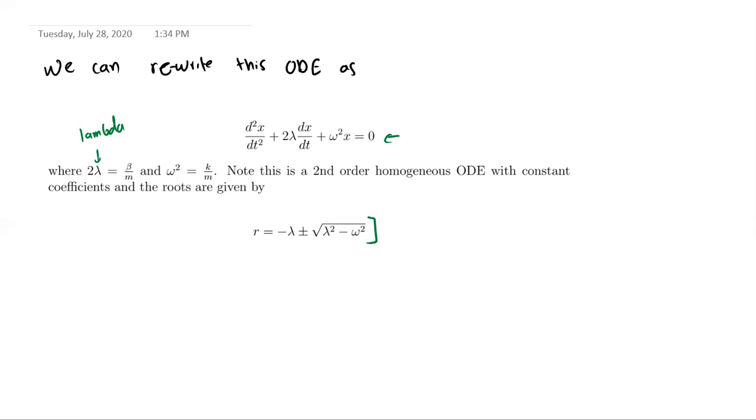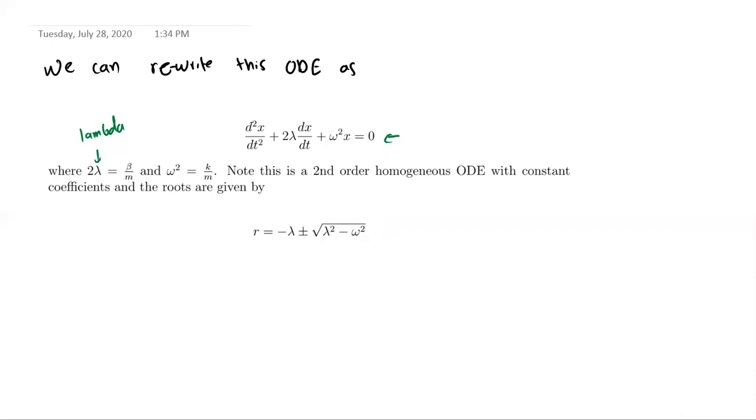And again, you don't have to do any of this, right? Because all of the coefficients are constants. You can just find the characteristic polynomial using the actual names. So instead of 2 lambda, you can use this beta over m. Instead of w squared, you can use this k over m and find the characteristic polynomial, and you're going to get the same roots. It's just that giving them these names makes this equation for r just look nicer. Okay? That's the only reason why I do this.